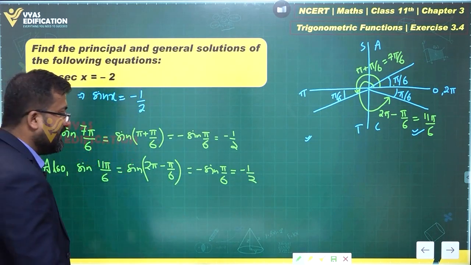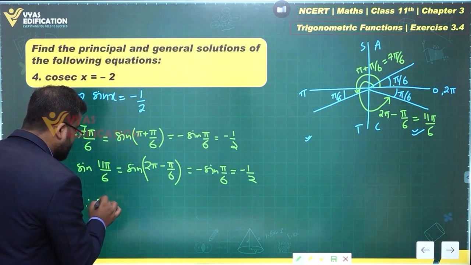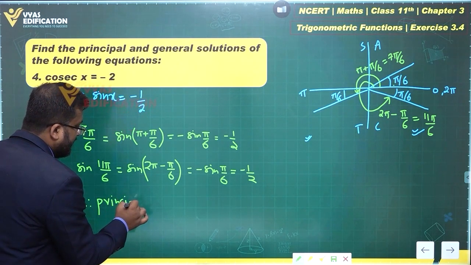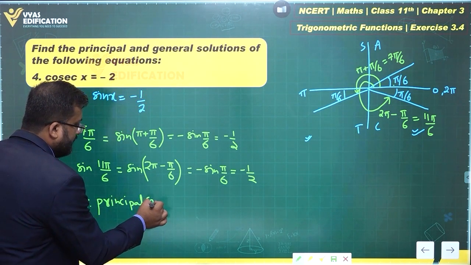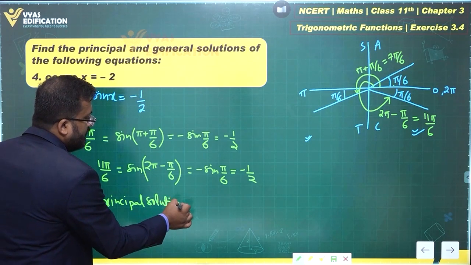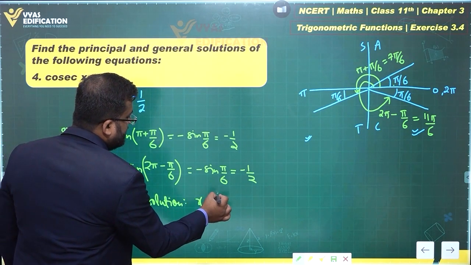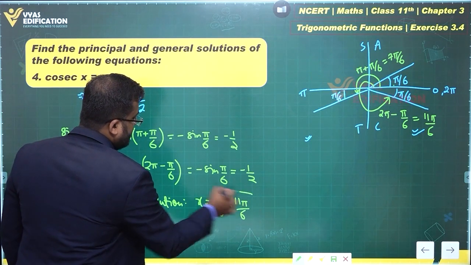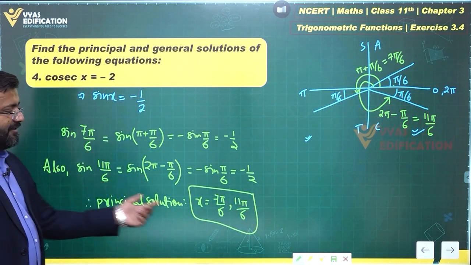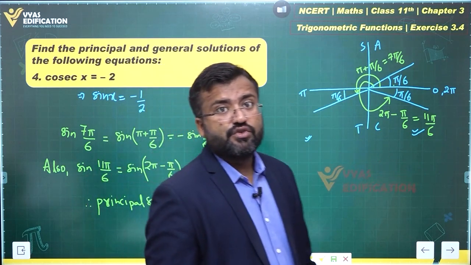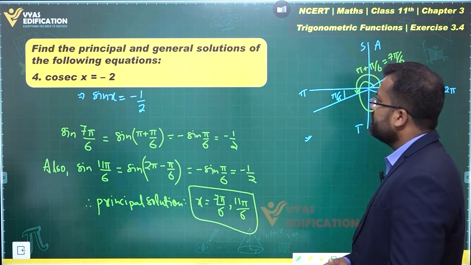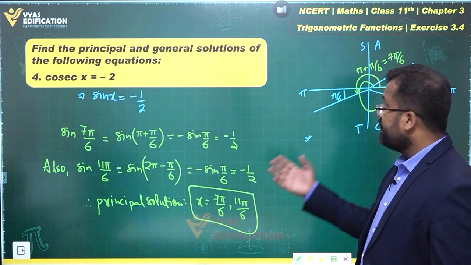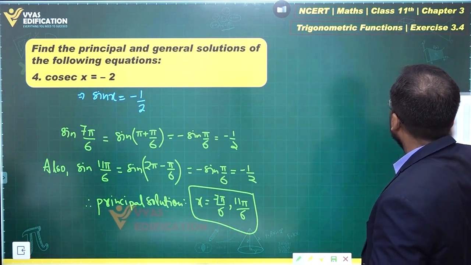And yes, these give me the principal solutions. Therefore, principal solutions of this question: x equals 7 pi by 6, 11 pi by 6. That's the answer for this question in case of principal solutions. What next? Let's try to find the general solution as well.